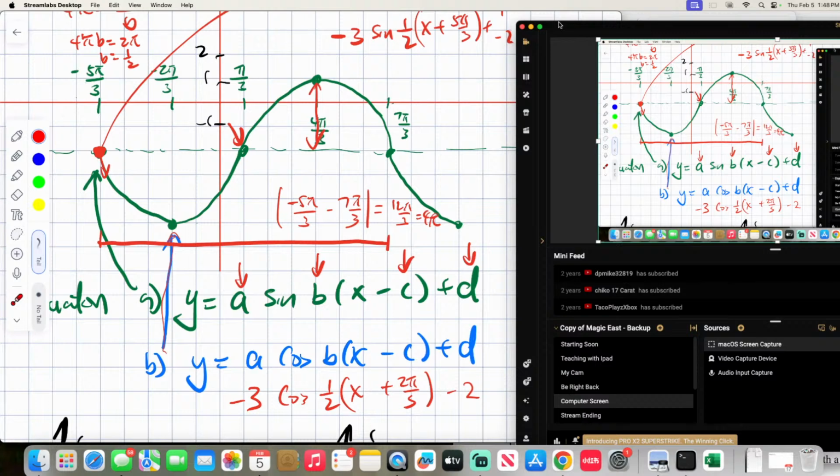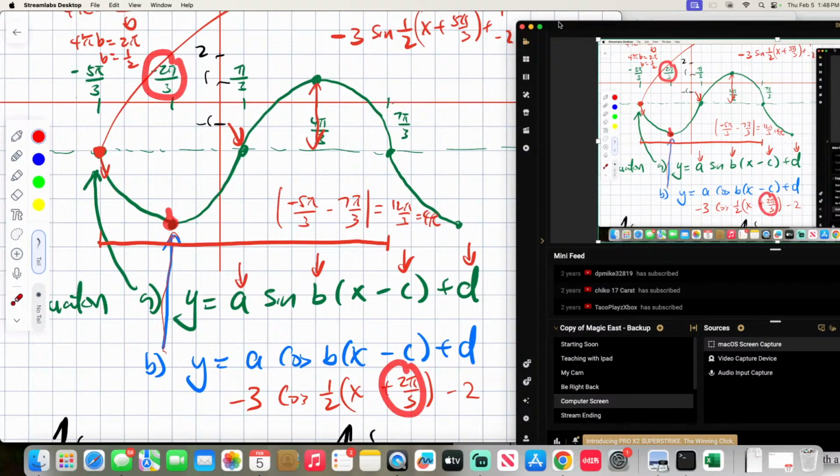You want to try this again? Okay, this time, before I go over it, does anyone need help? Why is it plus 2 pi over 3? Because I'm going to start at this point. This one is going to be -2 pi over 3. It's shifting left, so it's going to be positive 2 pi over 3.